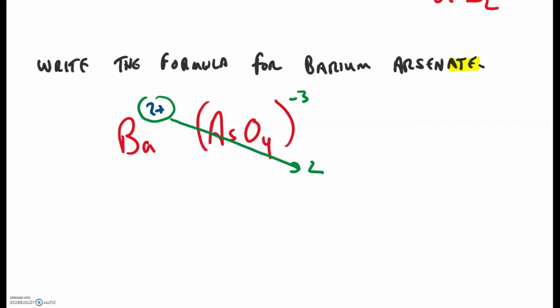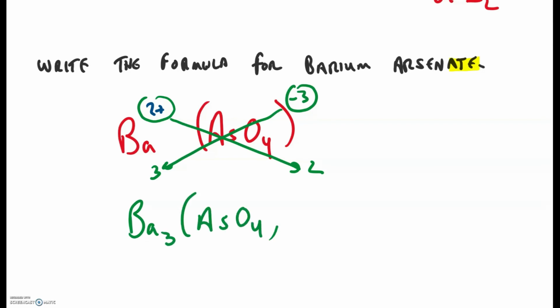So we'll put 2 here and 3 here. And we're going to use these parentheses to keep the internals of this polyatomic ion separate. So what's the formula for barium arsenate? And it looks like this.